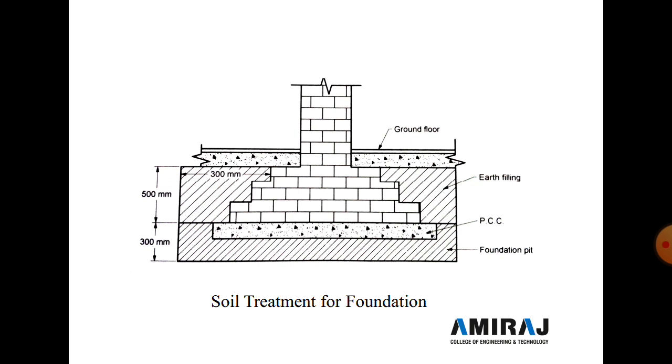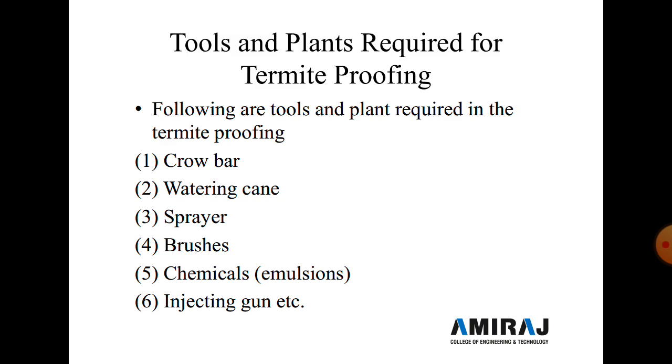And then third part is the top level surface. This level surface part is treated with emulsion before laying the floor. So this upper part is treated before flooring tiles are laid on the floor. So these three parts are the soil treatment in a foundation.